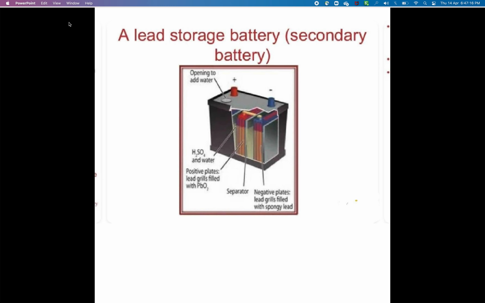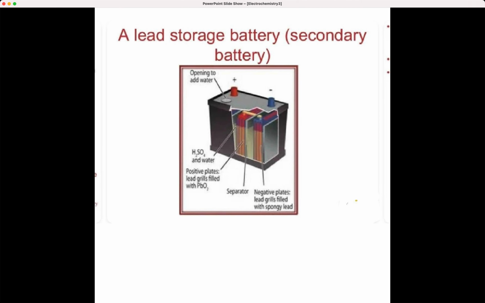And the lead storage battery is an example of a secondary battery. You can see the diagram here. There is an opening for adding water here. Then this is sulfuric acid and water which is taken in here. Then we have got positive plates which are lead grills fitted with lead dioxide. We have got a separator, see here. Then the negative plates come here. These are lead grills filled with spongy lead. So that is all about the secondary battery.